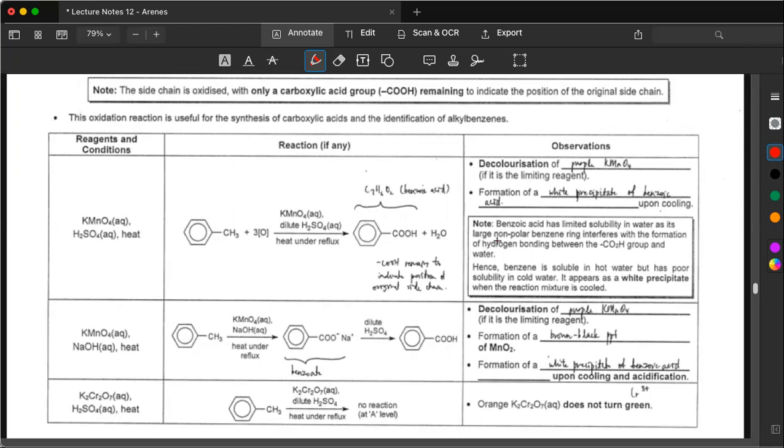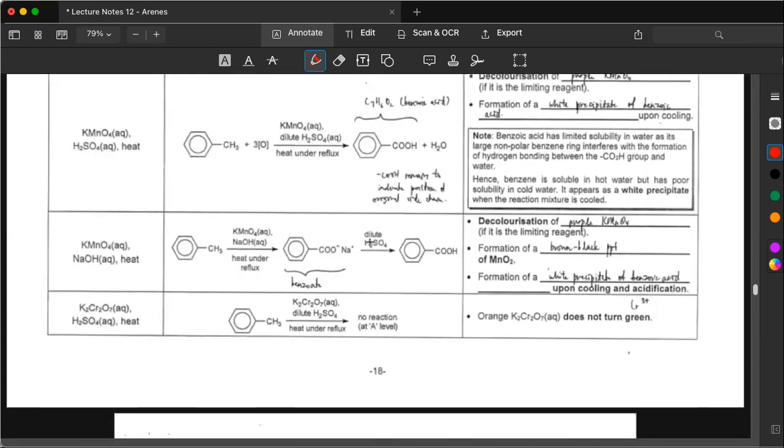Benzoic acid doesn't dissolve well in water because of the non-polar benzene ring that interferes with the formation of hydrogen bond between the CO2H and the water. So the hydrogen bond between CO2H and water is not strong. So benzoic acid is not so soluble. However, if you have hot water, it will become soluble. So with cold water, it will appear as a white PPT.